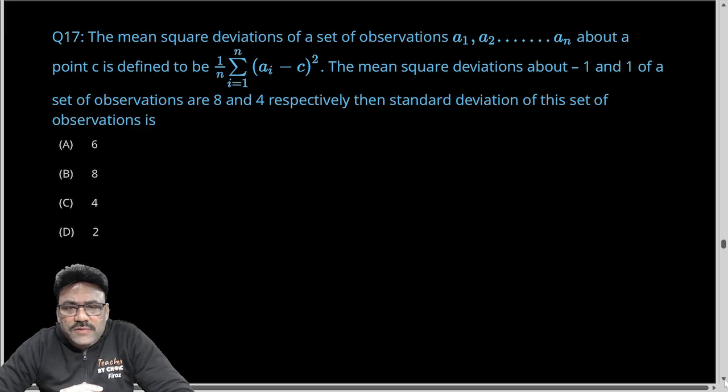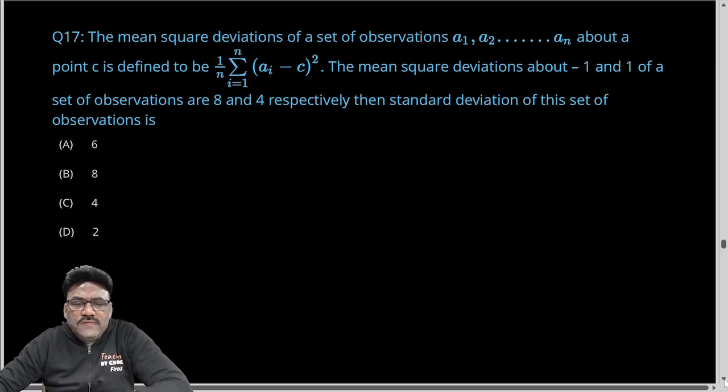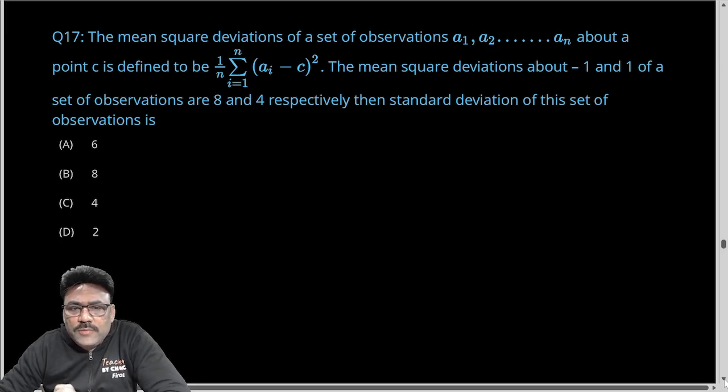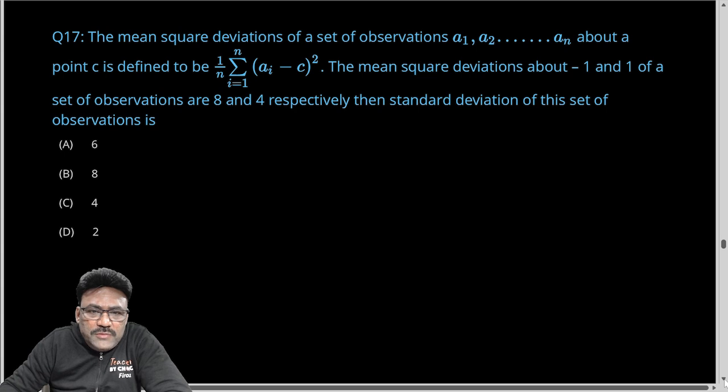The mean square deviation of set of observations A1, A2, An about a point C is defined like this. So this is defined as mean square deviation about the point C for the observation A1 to N. Now the mean square deviation about the point -1 is given as 3. So if I write the mean square deviation about the point -1, C will be replaced by -1. So 1 by n sigma ai plus 1 whole square, and this mean square deviation is 8.